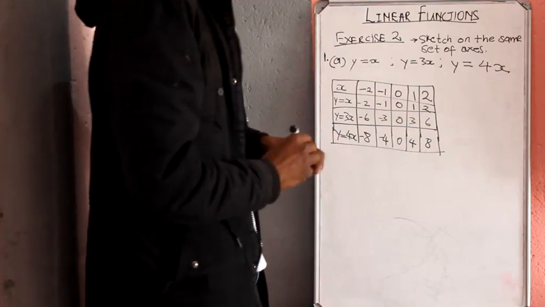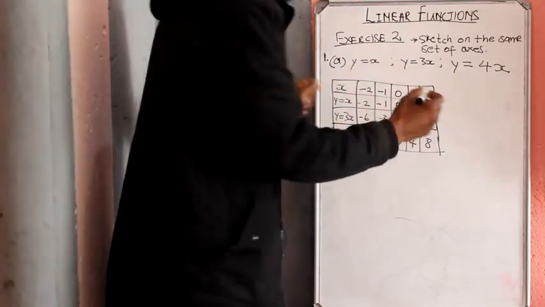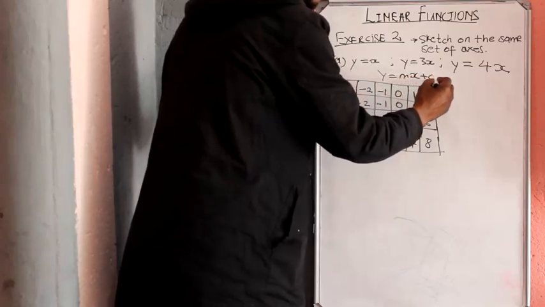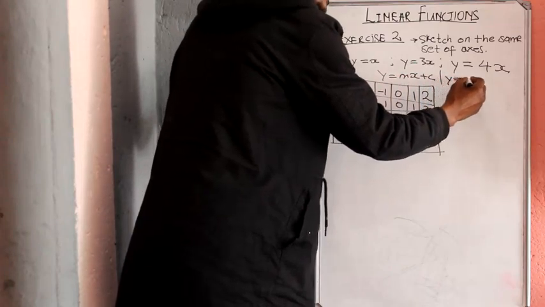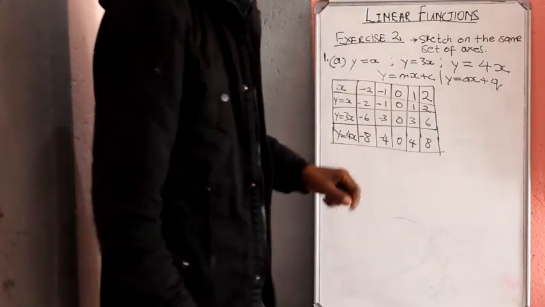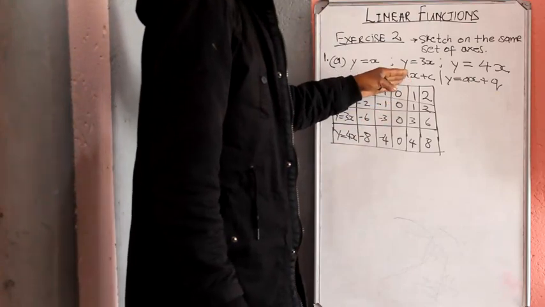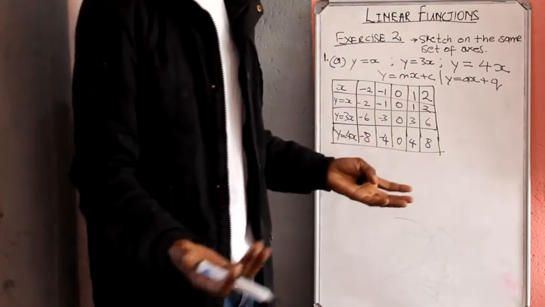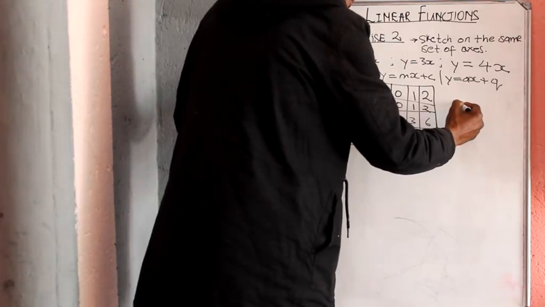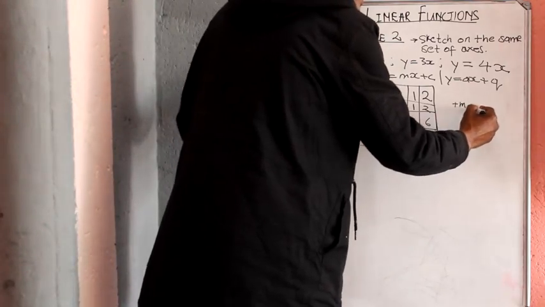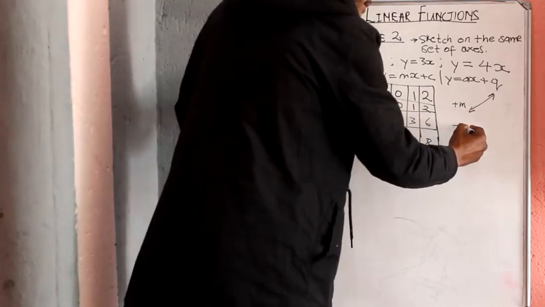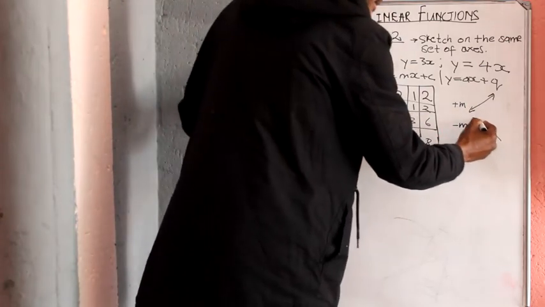Now, as you can notice, I told you the standard linear graph is y equals mx plus c, or should I say y equals ax plus q. Now the value of m, which is your gradient, depending on whether it's positive or negative, will tell you where the graph is going to incline to. A positive m is going to incline to the right, and a negative gradient will incline to the left.